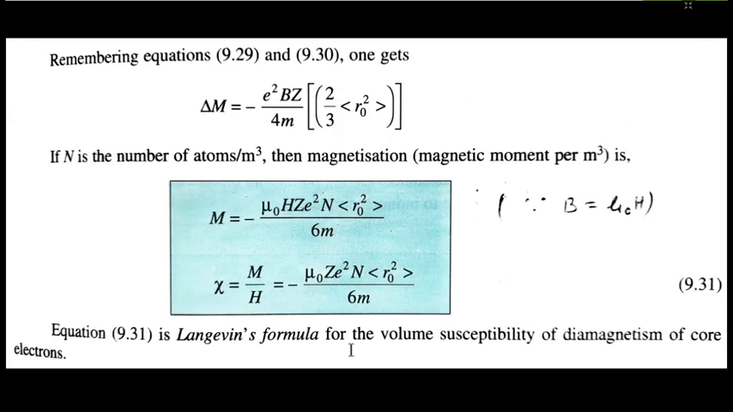So finally my equation of magnetization will be, if n is the number of atoms per meter cube, then the magnetization is given by n multiplied by this relation, that is e square B z times 2/3 of the average value of r0 square divided by 4m. This part will be multiplied by n.